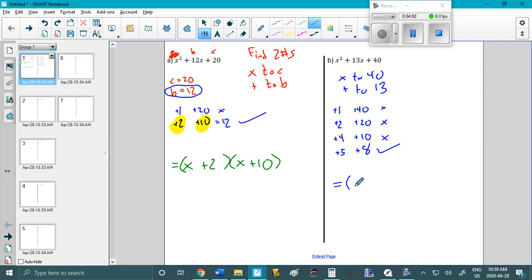So I write this as x plus 5 and x plus 8. Remember, the order doesn't matter. If you wrote x plus 8 and x plus 5, I assure you it's the same thing. And if you don't believe me, FOIL this one and then FOIL this one. Okay, so those are the easiest ones when everything's positive.